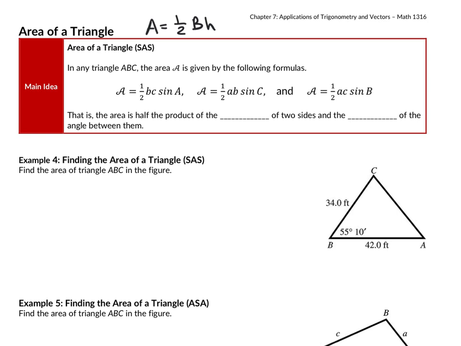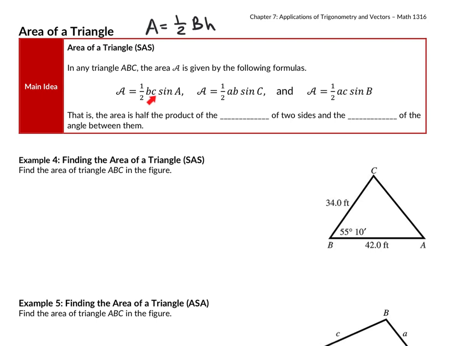And altitude is like from the vertex straight down, making a 90-degree angle. But once we know this trig, we're actually able to do a little bit more when it comes to the area of a triangle. This one doesn't have a name. It's just the area of a triangle, the general version. And there are 3 versions of area depending on what you know.